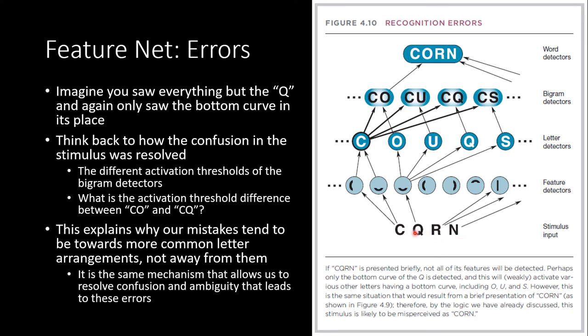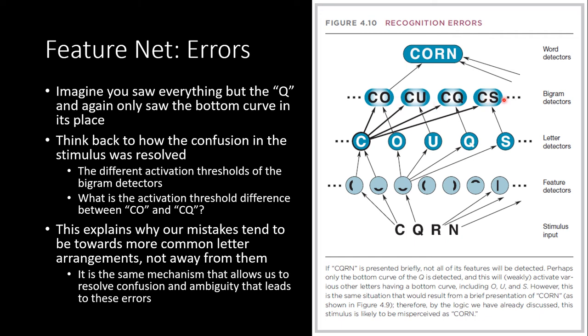Again, let's imagine you just see the under part of this Q, not the whole thing, and you see the C, the R, and the N. Your now familiar features activate with this little bit of activation for those 30 milliseconds, and they pass on their activation. Once more, the C, and of course the R and the N over here, get their activation strongly because you saw those letters. But now for that under-shaped U-looking piece, you again have activation for the O, the U, the Q, and the S, which pass them to their respective bigram detectors.